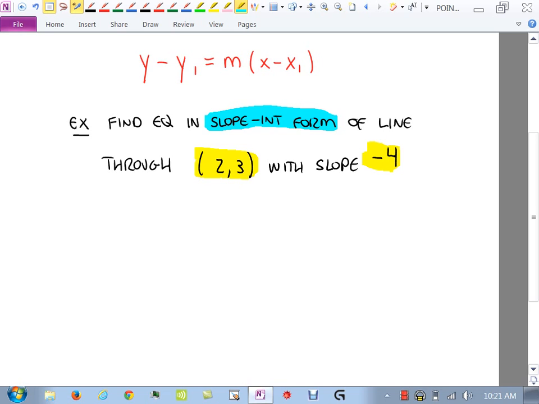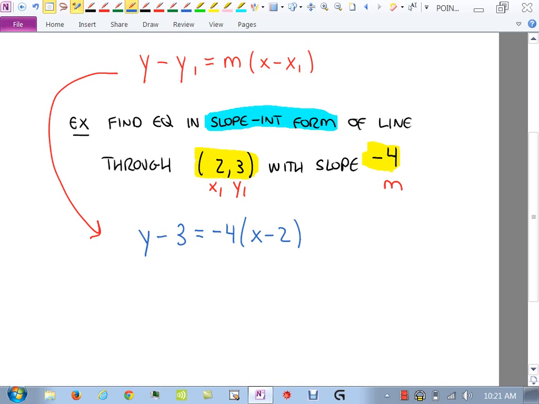So I want your answer, the equation of the line, to be written in slope-intercept form. All I'm giving you is the point and the slope. So let's use this red formula up here. What can I write here? Well, the x1 is 2, the y1 is 3, and then, of course, the m is negative 4. So if I rewrite that formula, it becomes what? Y minus 3 equals negative 4 times parentheses x minus 2.